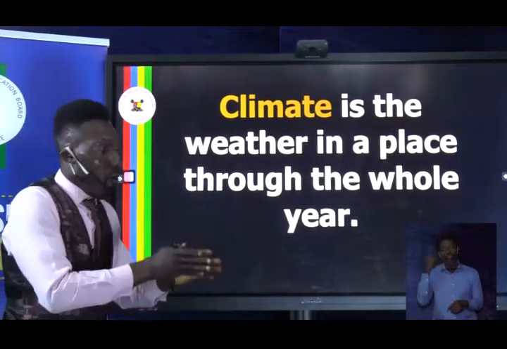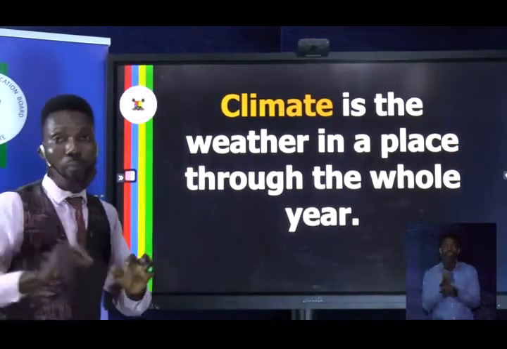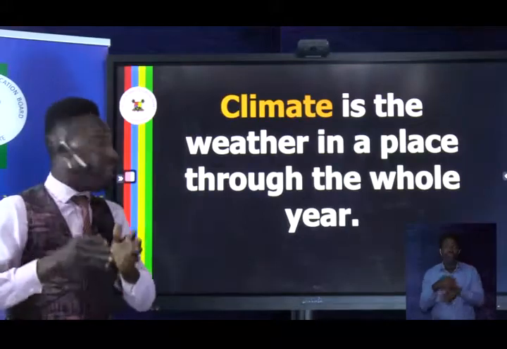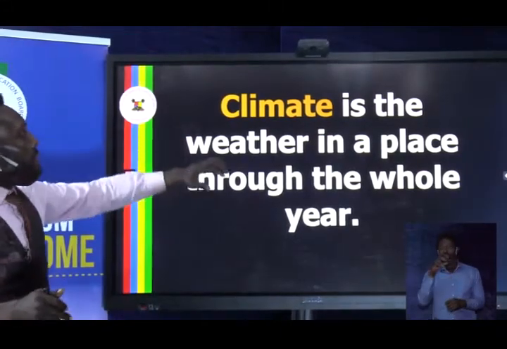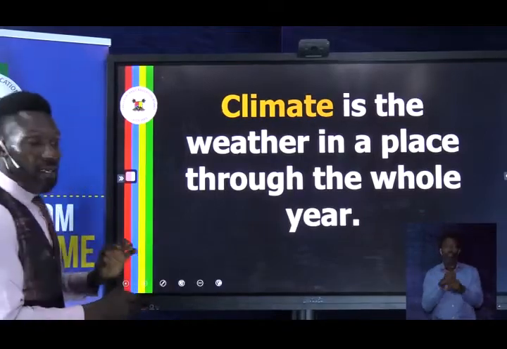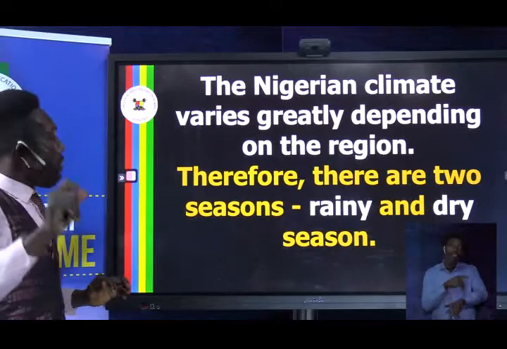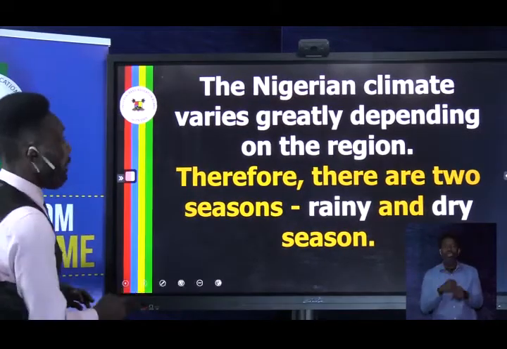One is for a very short period of time, that is weather. And for climate, it takes a long period of time, that is, it takes yearly. So the difference is one is for a short period of time, day to day, and one takes a long period of time, that is within a year.